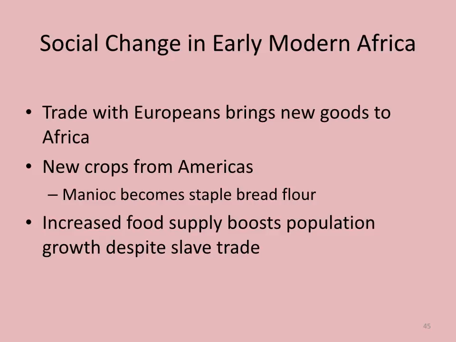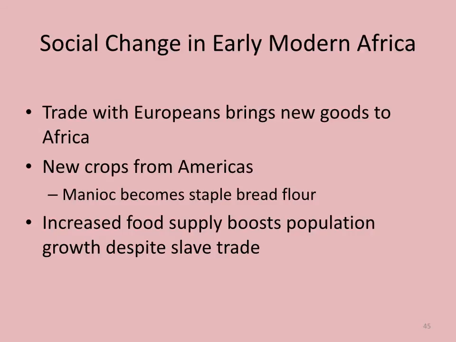Now, as we see, social changes are going to create a huge change in early modern Africa. Trade with the Europeans is going to bring new goods to Africa. They're going to bring guns. They're going to bring rum. They're also going to bring a lot of conflict as well.